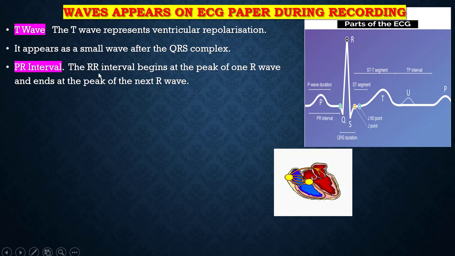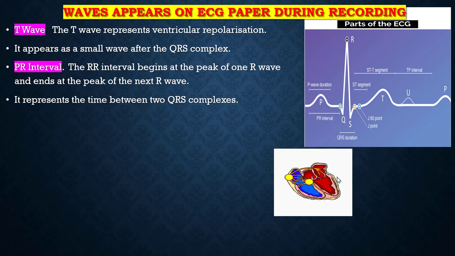RR interval. The RR interval begins at the peak of one R wave and ends at the peak of the next R wave. It represents the time between two QRS complexes. This electrical impulse spreads over the atrium through the AV node and bundle of His.